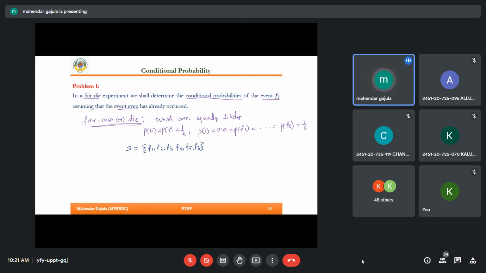So when you perform an experiment for the die, what are the possible outcomes? Maybe 1, maybe 2, 3, 4, 5, 6. So you put them in a set, that is the sample space. And it is given that the event is even. What are the even numbers on the die faces? 2, 4, 6. Out of this, we have to find the conditional probability of the event F2.